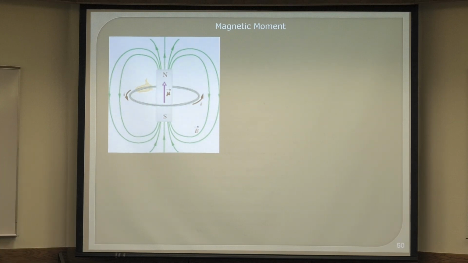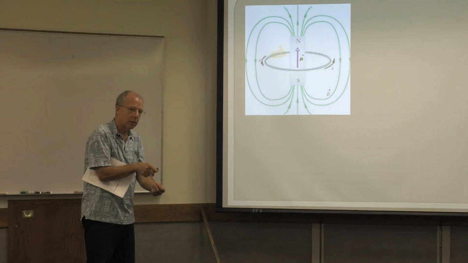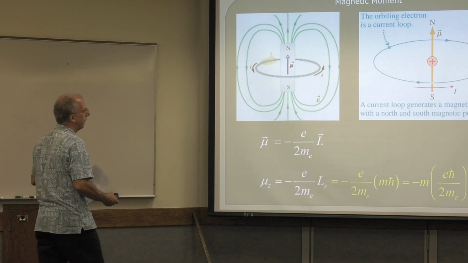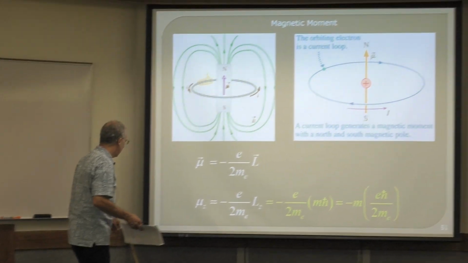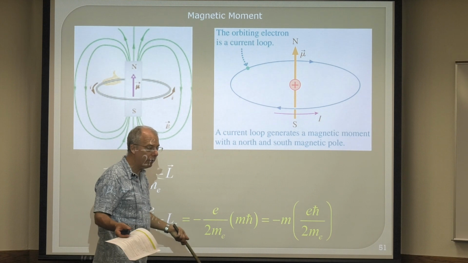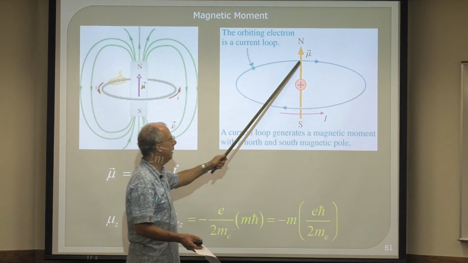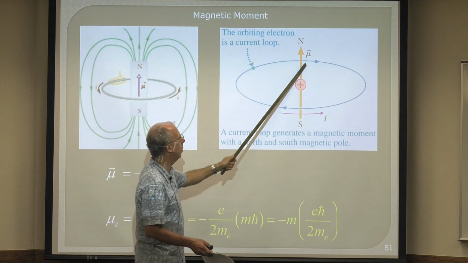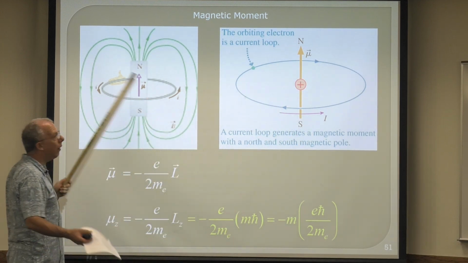Now, think of an atom. You have a nucleus and you have electrons orbiting it. Well, electrons, that's a current. And so the atom, guess what? When the electrons orbit the nucleus, they form a magnetic field, which is indicated by this magnetic moment, which points from the south to the north. So there you go.